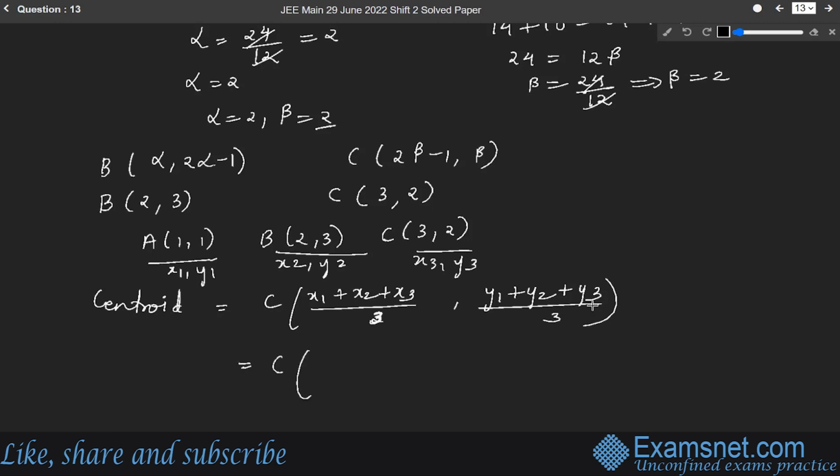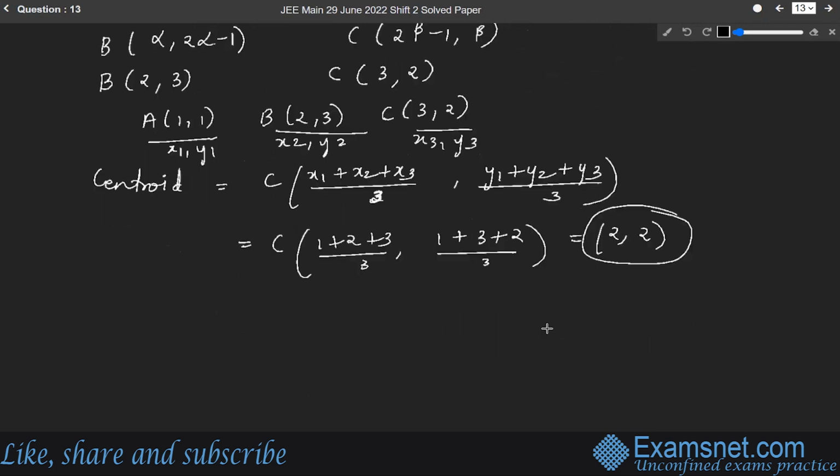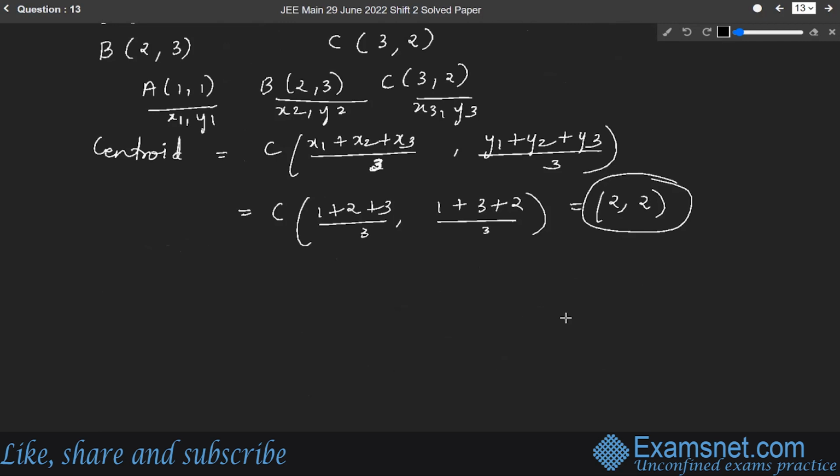So let us consider this is x1, y1, x2, y2 and x3, y3. So centroid will be x1 plus x2 plus x3, 1 plus 2 plus 3 divided by 3. Then y1 plus y2 plus y3, 1 plus 3 plus 2 divided by 3. So here we have 1 plus 2 plus 3 is 6, 6 by 3 is 2. Again 1 plus 3 plus 2 is 6, 6 by 3 is 2. So this is the centroid of the triangle. Now we want to find the distance of the origin from this centroid. As I told you, origin means 0, 0. We have to find the distance of this origin from this centroid. So this is the origin and 2, 2 is the centroid.